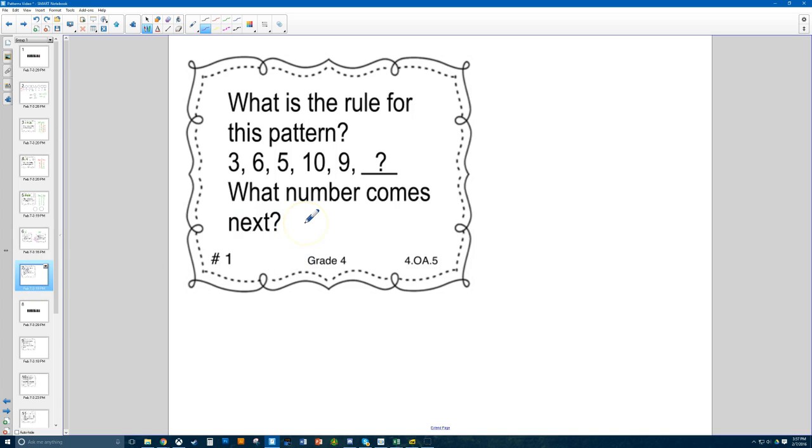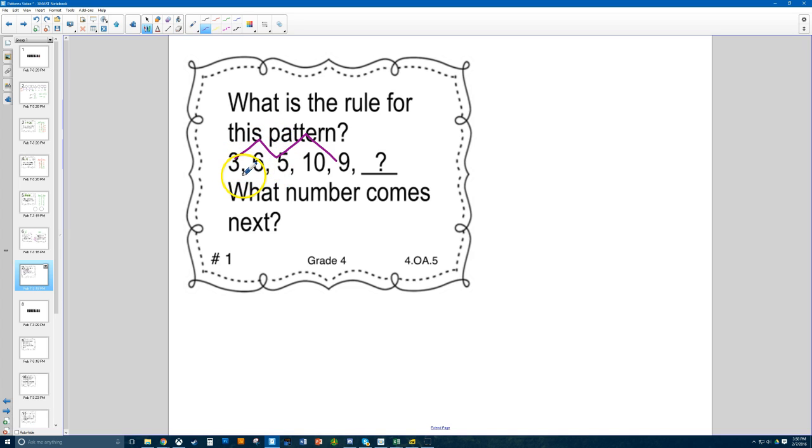Now let's look at this rule. What is the rule for this pattern, and what number comes next? Now sometimes patterns can have 2 different operations in one pattern. So the first thing that I notice is that it seems to be going up, then it goes down, then it goes up, then it goes down. So I must be doing multiplication or addition first, then I'm doing subtraction and division.